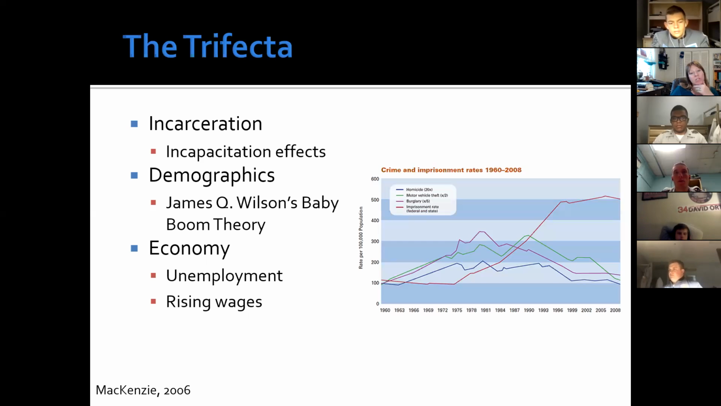So we're going to talk about 2 other factors that have absolutely nothing to do with criminal justice policy, right? Which is why I taught you about the euphoric fallacy. So the first one we're going to talk about is demographics. So who knows what the age crime curve is? Who wants to tell us about the age crime curve?